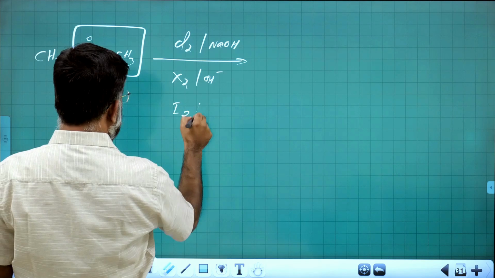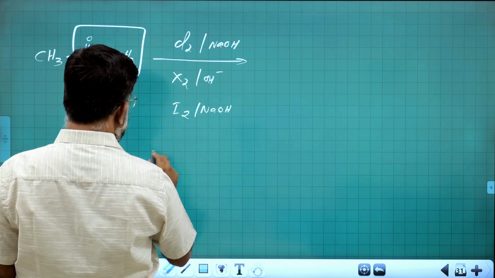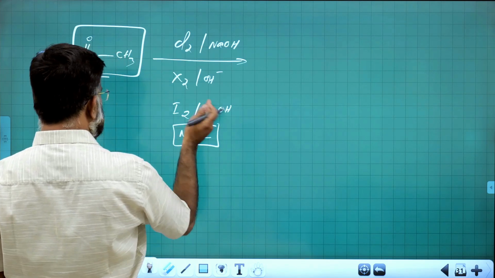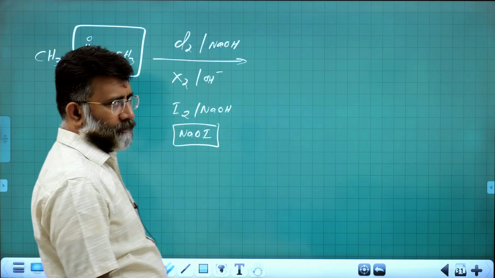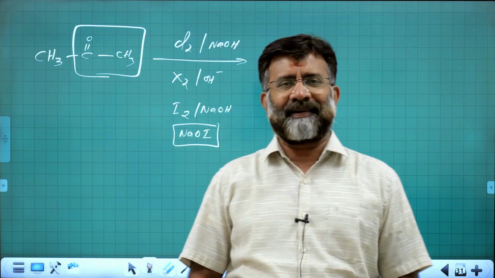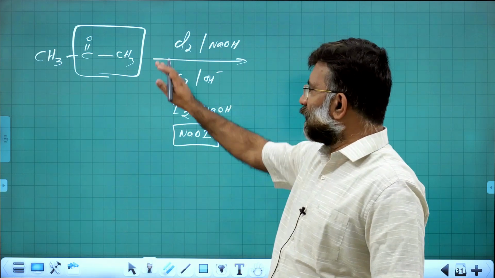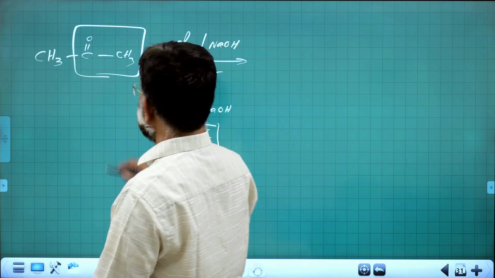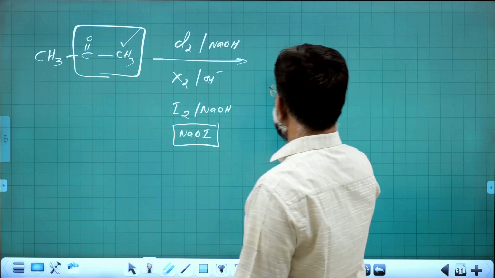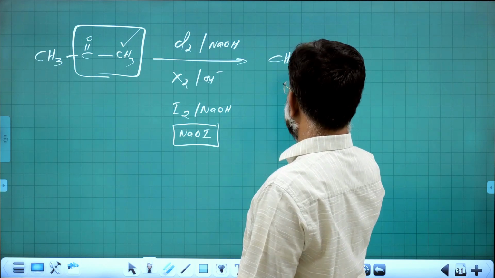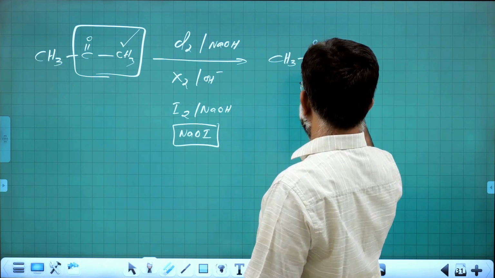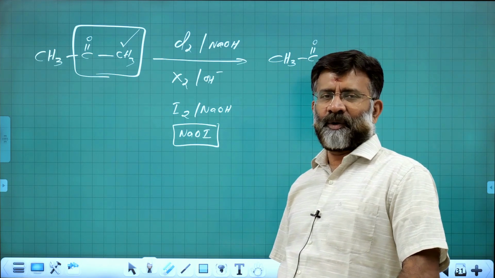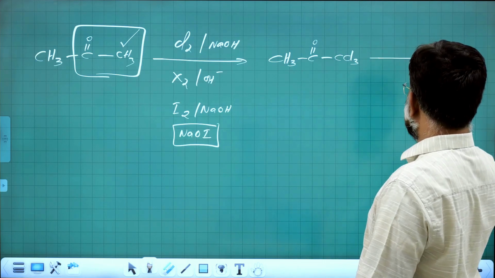It may be I2 with NaOH, or it may be simply written as NaOI. So it is written like this, or like this, doesn't matter. Our principal character is the same. So when such a molecule is treated with the halogen and alkali, what actually happens is this carbon gets chlorinated and you get CH3, CO, CCl3, a chlorinated ketone, trichloroacetone.